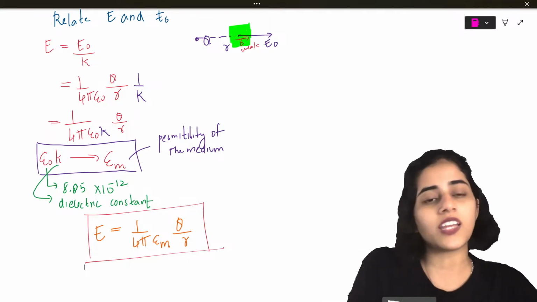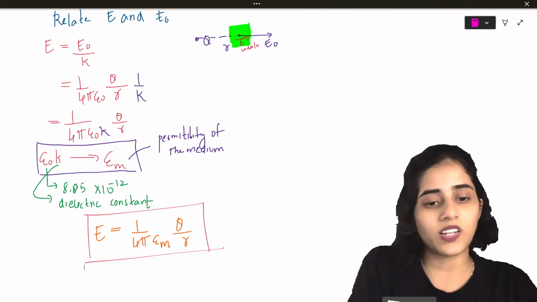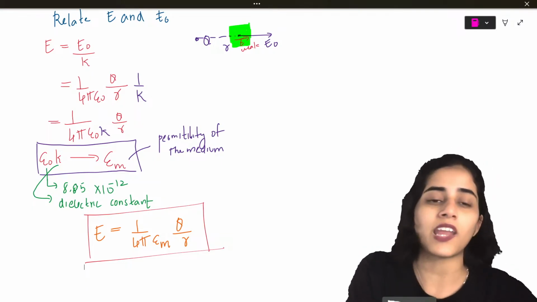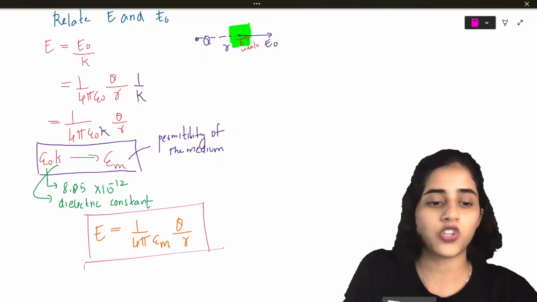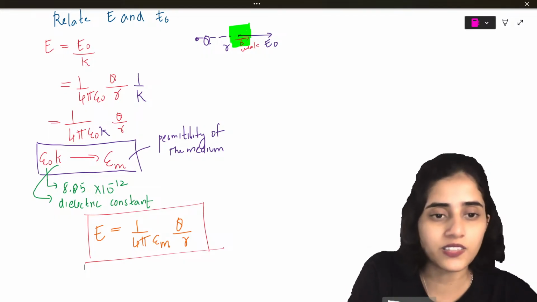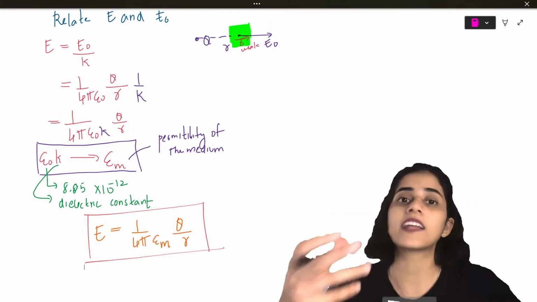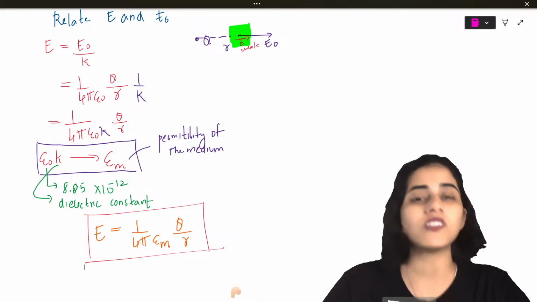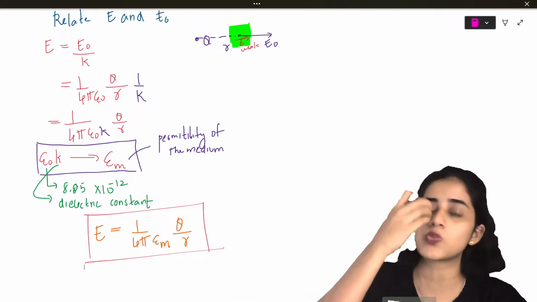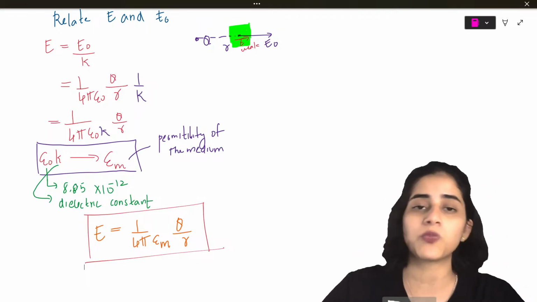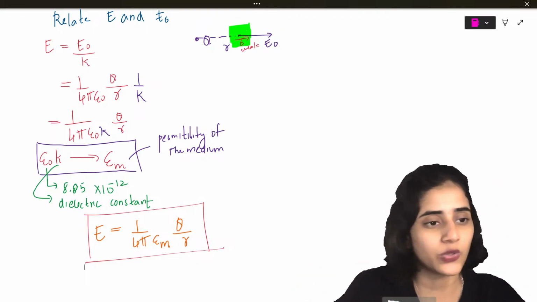The K value is not 8.85 into 10 raised to minus 12 here. The value of epsilon naught is 8.85 into 10 raised to minus 12. So your doubt is whether it's universal, right? The value of K depends on the dielectric medium, so it keeps changing. If the medium is wood, it will have one value. If the medium is air, it will have another value. If the medium is something else, it will have some other value.